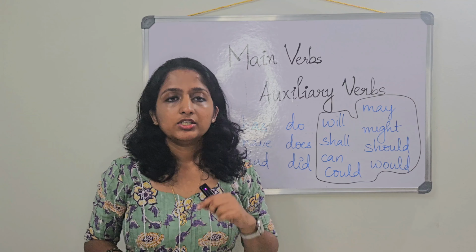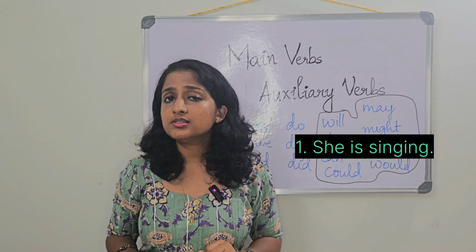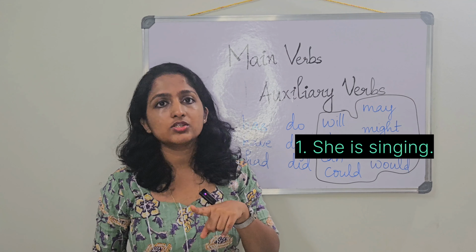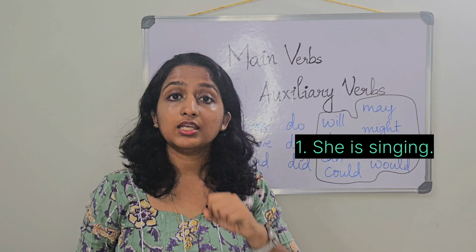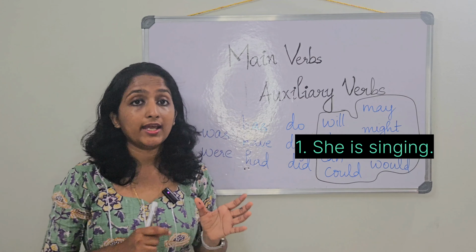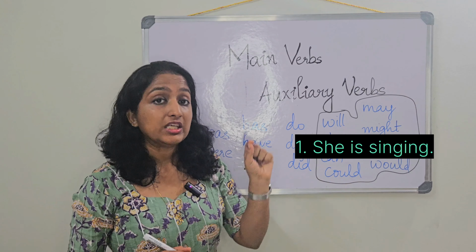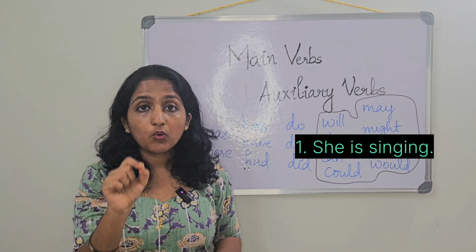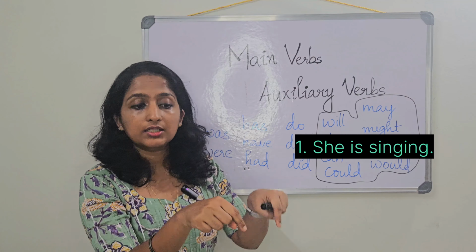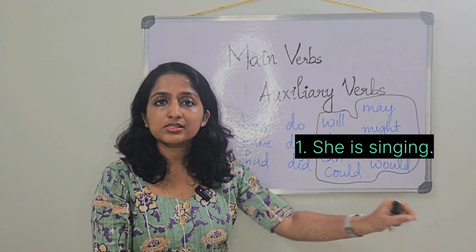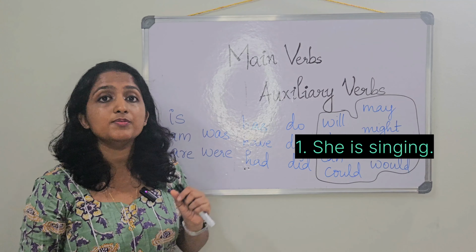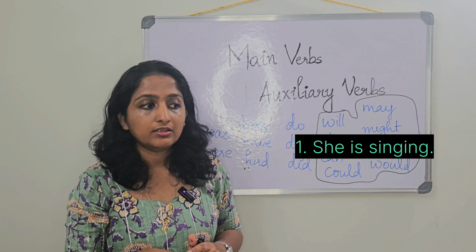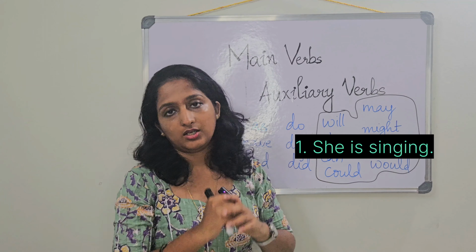For example, she is singing. What is the main verb in that sentence? What is she doing? She is singing. Singing is the main verb. What helps singing stand there? Is. With the use of is, we know that particular girl is singing right now.